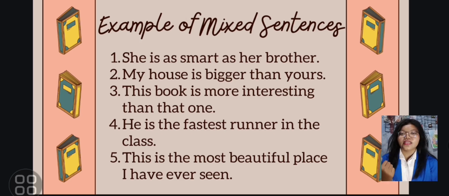Number three, this book is more interesting than that one. This uses comparative degree with a long adjective. Number four, he is the fastest runner in the class. This uses superlative degree with a short adjective. And number five, this is the most beautiful place I have ever seen. This uses superlative degree with a long adjective.